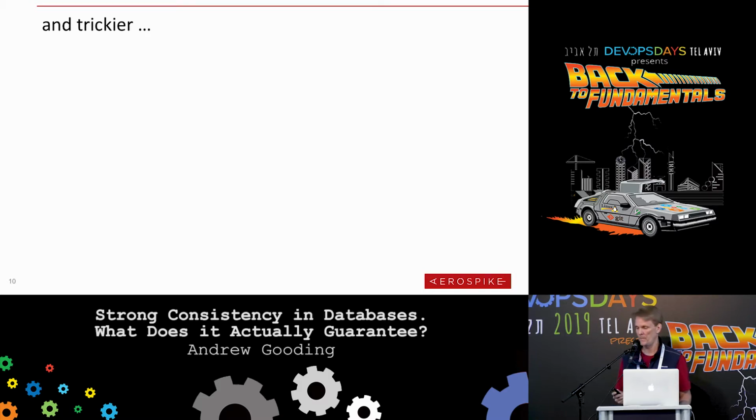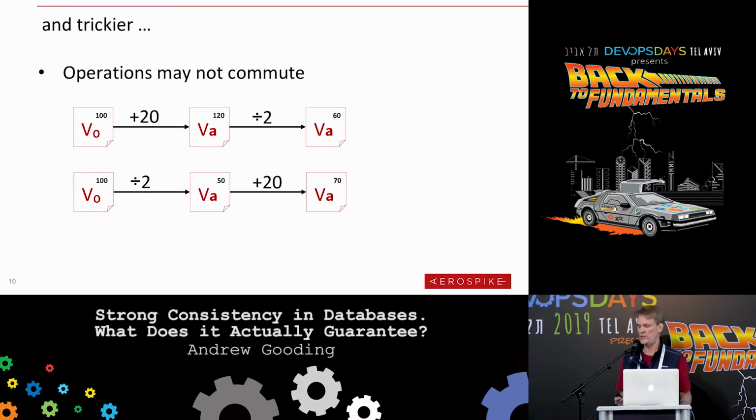And finally, operations may not necessarily commute, meaning they may be order dependent. So if you're just doing arithmetic addition, +5, +3 is the same as +3, +5. But you can change some arithmetic here, and suddenly it doesn't work that way anymore. It matters what order you apply these operations in.